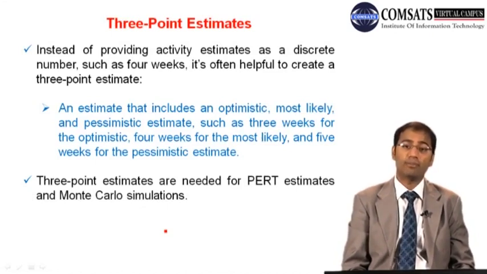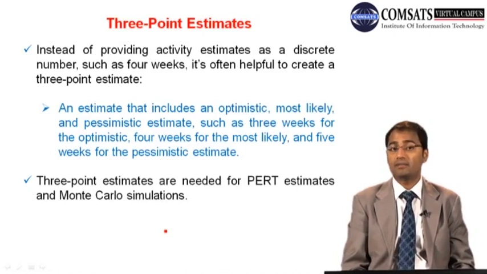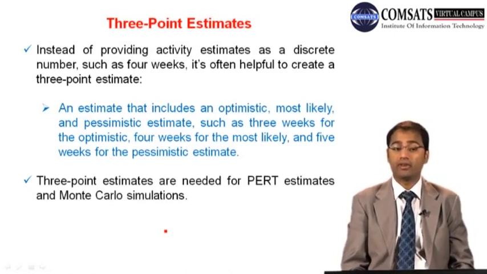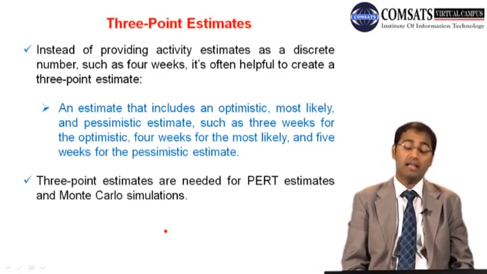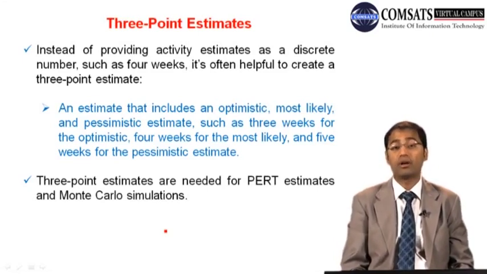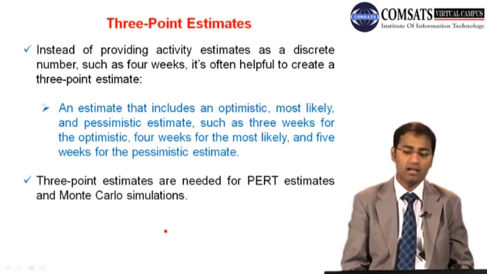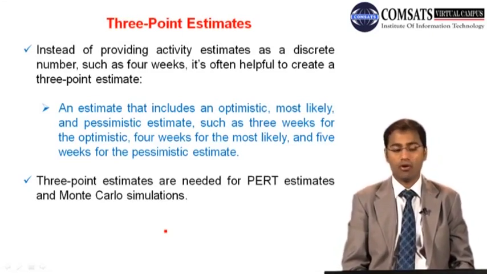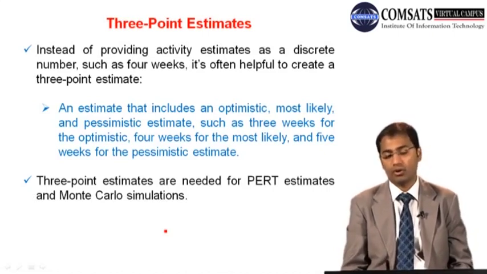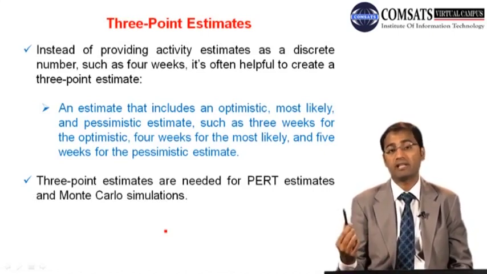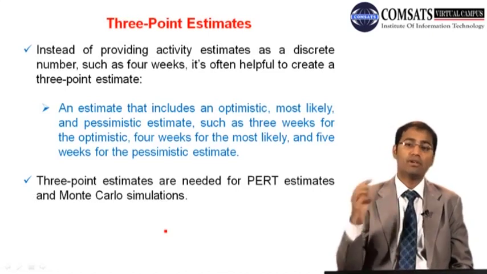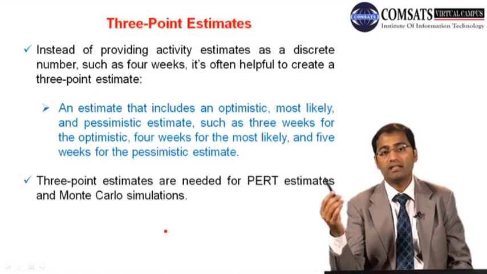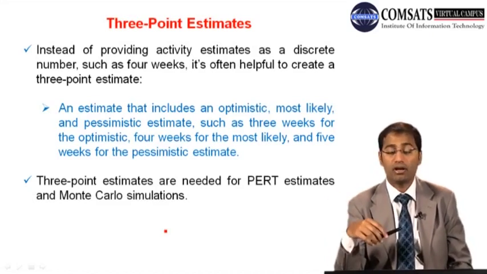So for that, instead of providing one single estimate for one activity, it is often helpful to create a 3-point estimate. An estimate that includes the optimistic value, most likely value, and pessimistic estimate, such as 3 weeks for the optimistic, 4 weeks for the most likely, and 5 weeks for the pessimistic estimate for only one activity. So we are having 3 values for each activity. So 3-point estimates are needed for PERT estimates and Monte Carlo simulation.